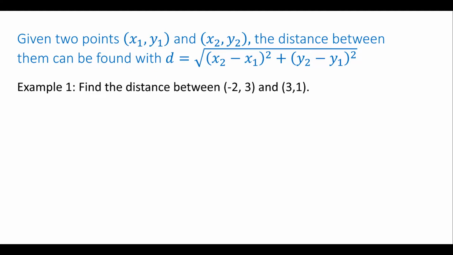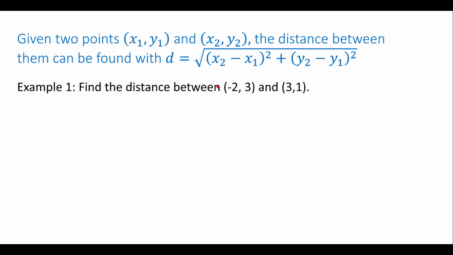So each point in a Cartesian coordinate system is going to have some sort of an x-coordinate and some sort of a y-coordinate. So let's say that we have 2 points. The first point has some coordinate (x1, y1), and the second point has another coordinate (x2, y2). If we're trying to find the distance between these 2 points, the distance formula is the square root of the difference between the x-coordinates of both points, squared, plus the difference between the y-coordinates of both points, squared. So let's go ahead and use this formula for the example.